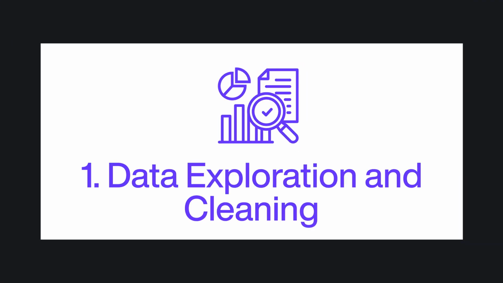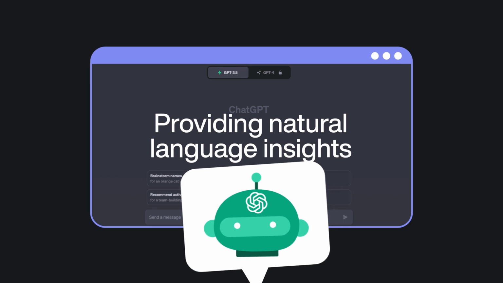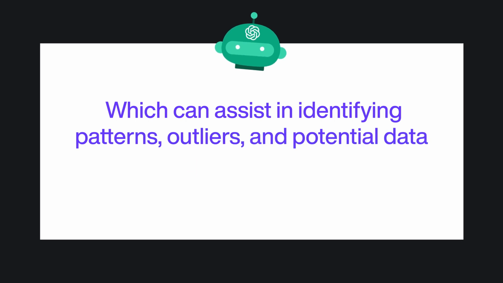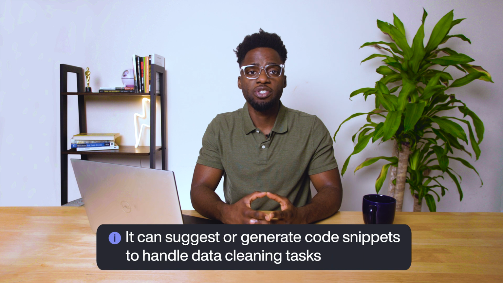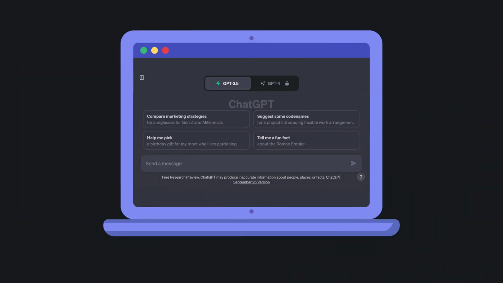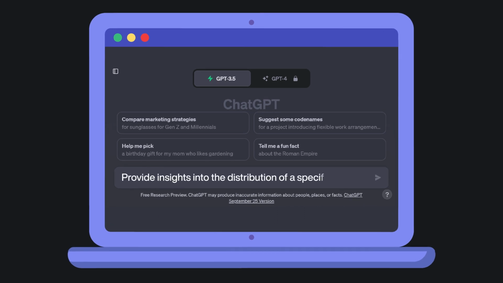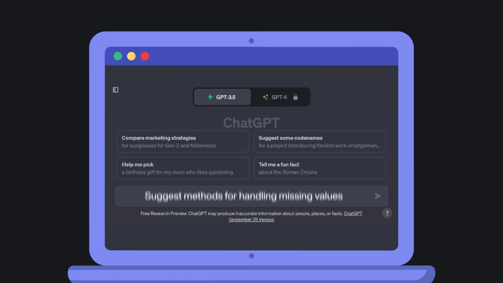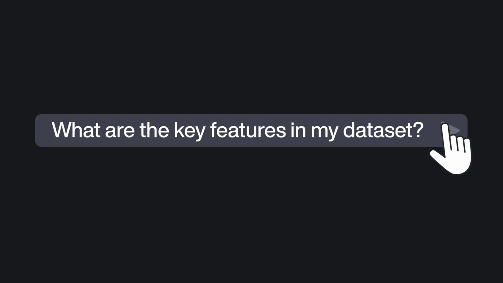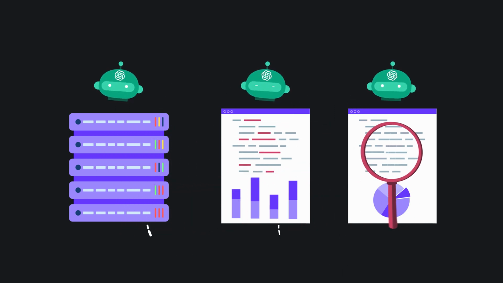Data exploration and cleaning. ChatGPT can help data scientists explore and understand their data sets by providing natural language insights with one of its plugins, which can assist in identifying patterns, outliers, and potential data quality issues. Additionally, it can suggest or generate code snippets to handle data cleaning tasks, making the process more efficient. If a data scientist is working with a data set, they can ask ChatGPT to provide insights into the distribution of a specific variable, identify potential outliers, or suggest methods for handling missing values. For instance, a question like, "What are the key features in my dataset?" might prompt ChatGPT to analyze and list the most important variables based on its understanding of the data.